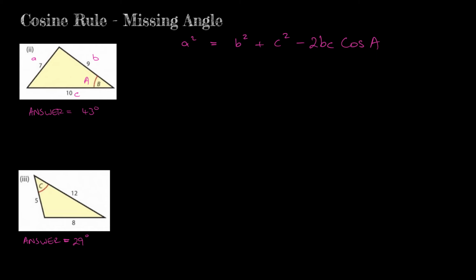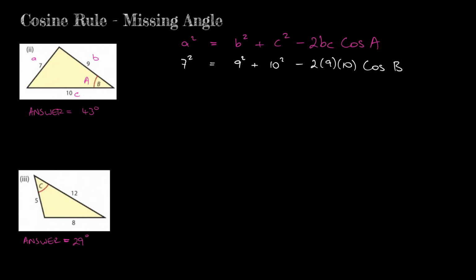So a squared is going to be 7 squared, is equal to b squared, which is going to be 9 squared, plus c squared, which is going to be 10 squared, minus 2 times b, which is 2 times 9, and c is 10, and cos of the angle is going to be cos of B. So if we just look at that again to make sure we have everything filled in correctly: you've got a, which is 7, b, which is 9, c, which is 10, cos of the angle, cos of B.